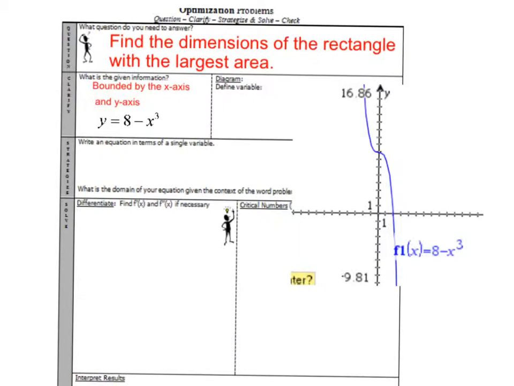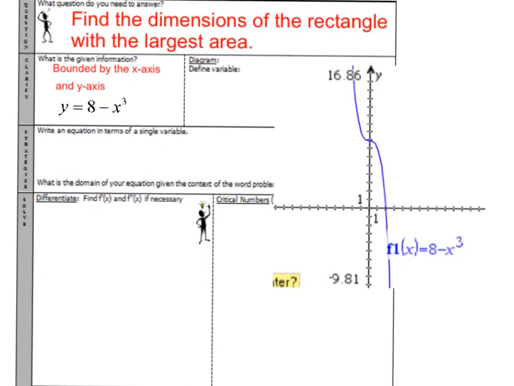Now we are given that we're bounded by the x-axis and the y-axis and the graph 8 minus x cubed. So you can see I have a graph of this, and we're going to want to build some kind of rectangle within here. So something like this within this plot of land, okay? And we want to find the rectangle that is maximized.